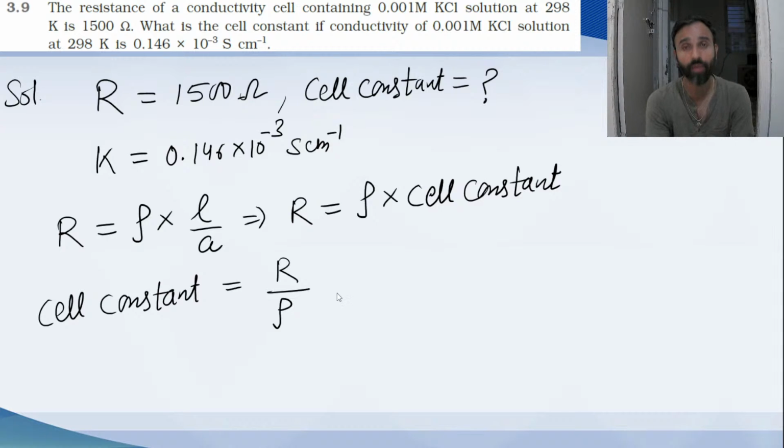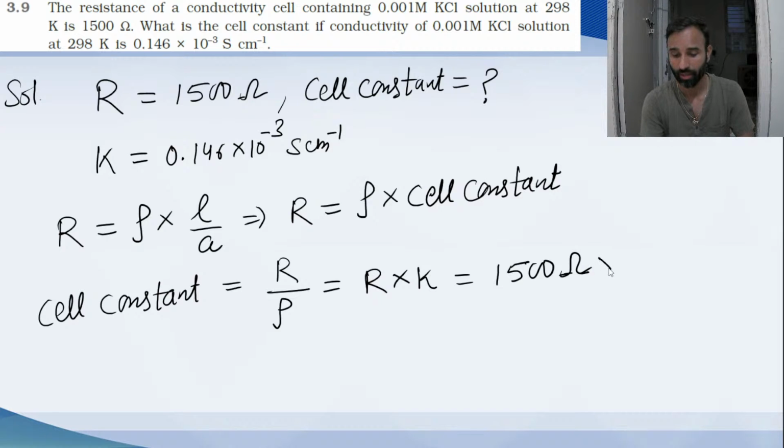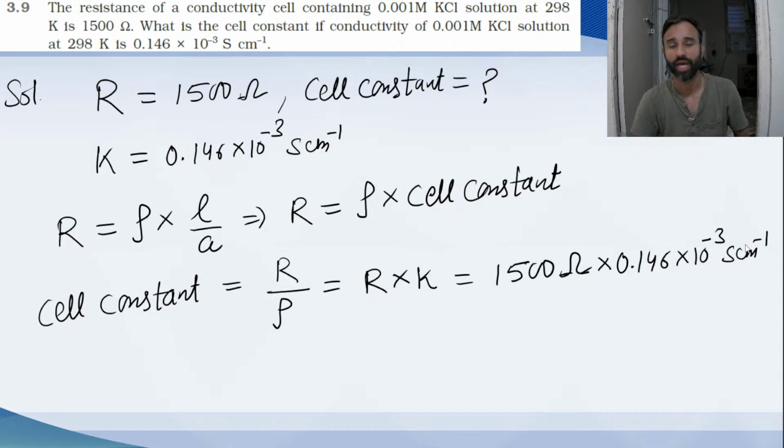Conductivity. So you know 1 upon resistivity is conductivity. So cell constant is resistance into conductivity. That is the formula. Now resistance is 1500 ohm and conductivity is 0.146 into 10 raised to power minus 3 S per centimeter. What is S? S is per ohm. So ohm and S cancel out, which means the answer is in per centimeter.